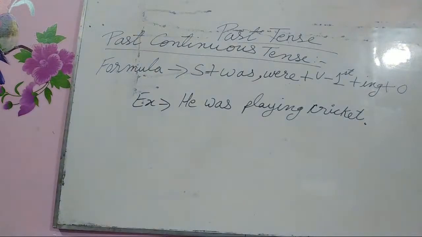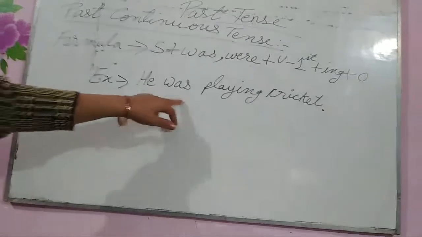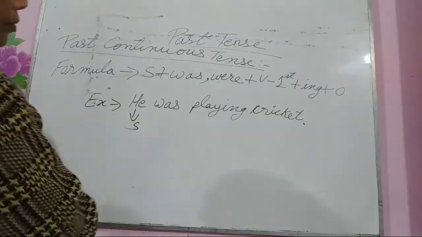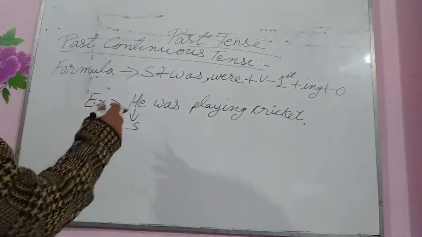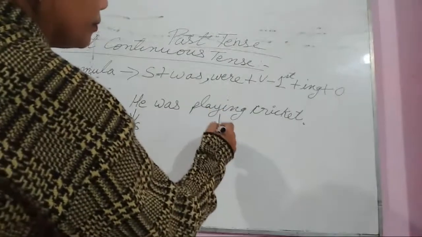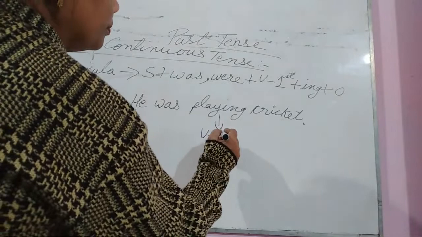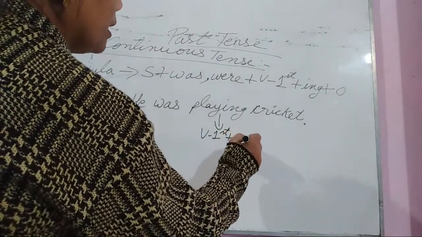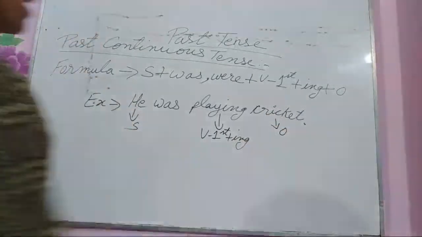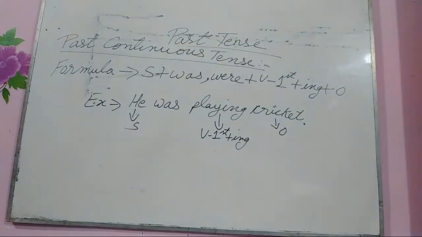Okay, the example for past continuous tense is, he was playing cricket, where he is your subject. Was, we are using was because the subject is singular as well as it is the past tense. So was playing is the verb first form plus ing, as it is continuous, and the cricket is your object. So the example is, he was playing cricket.